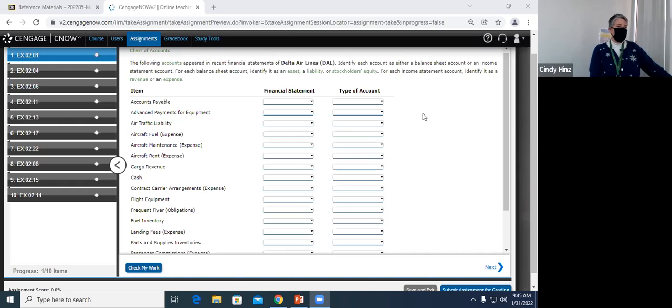So some of these we can really answer very quickly. Anytime we see the word payable, we know it's going to be a liability. This one actually says liability, so most of the time that would mean it is a liability. Here it says frequent flyer, these are obligations, so that's a liability. And we know that liabilities appear on the balance sheet. So I can answer all of those.